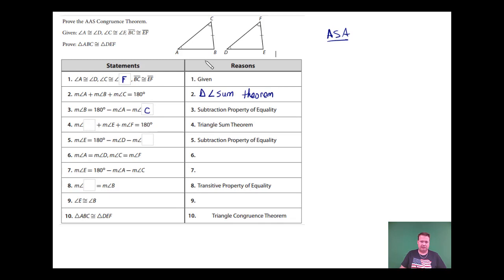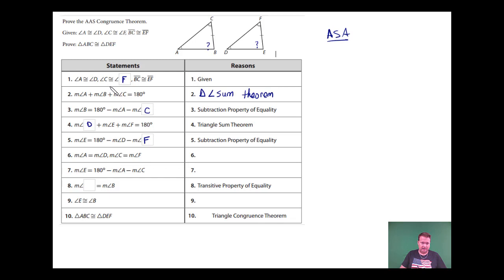And let's jump over to the other triangle. I know that just like this one said A plus B plus C is 180, so is D plus E plus F. Angle D plus angle E plus angle F. And angle E was the other one I didn't know anything about. So again, we're just going to subtract things away. 180 minus the measure of angle D minus the measure of angle F. That leaves me with E, because in the end, I'm trying to make a conclusion about angle B and angle E.